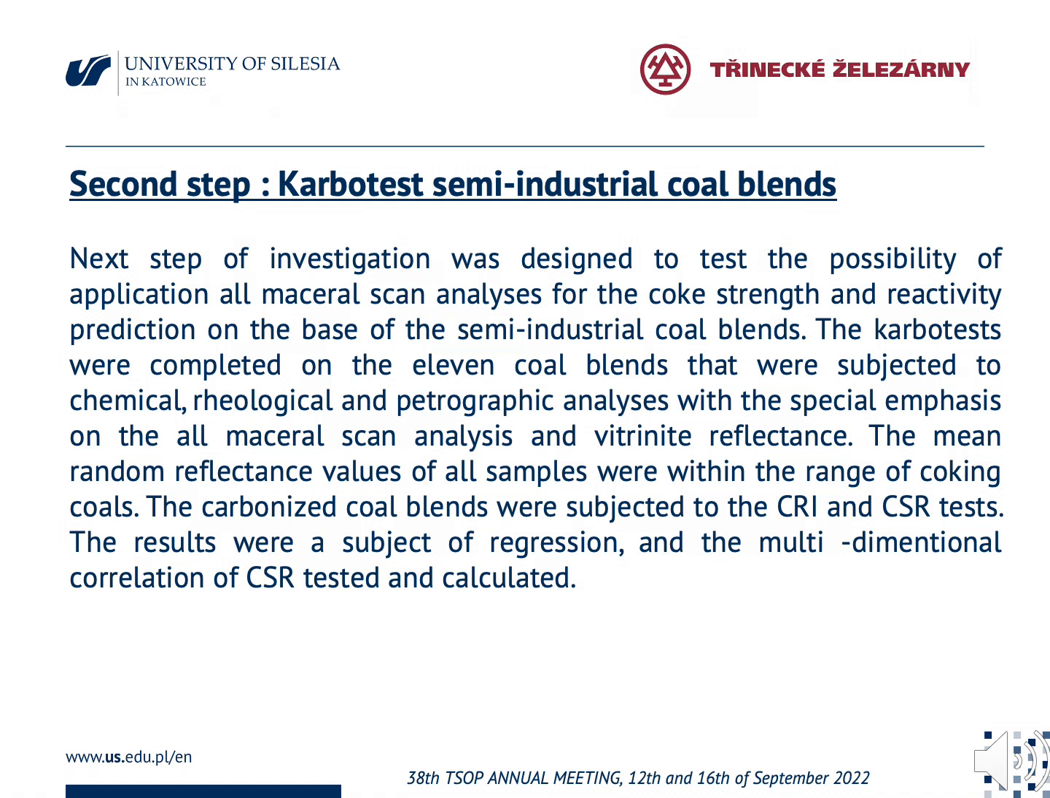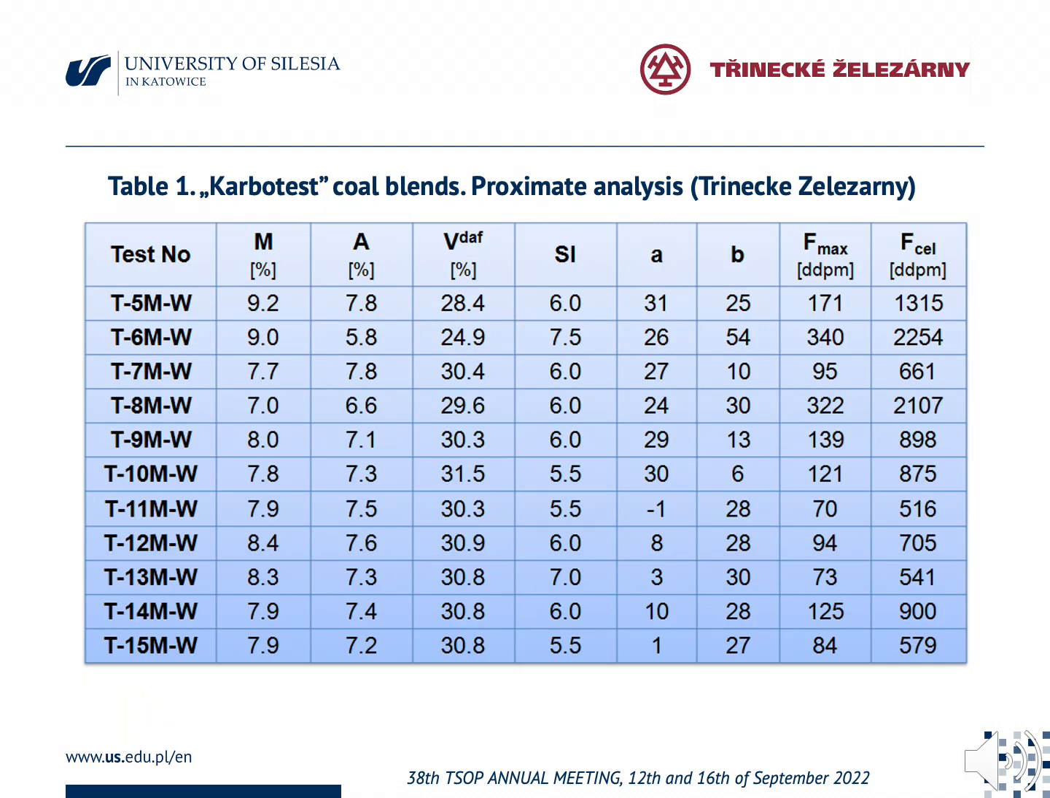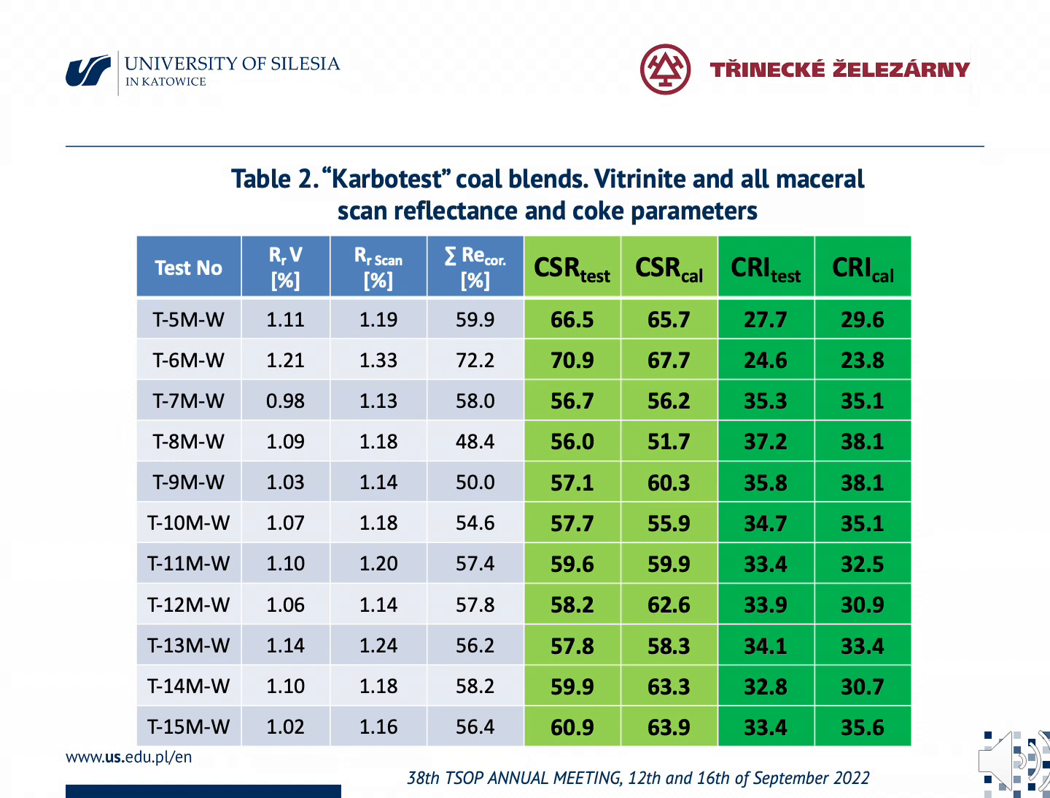The next step of the investigation was designed to test the possibility of applying maceral scan analysis for coke strength and reactivity prediction on the basis of semi-industrial coal blends. The carbonization tests were completed on the 11 coal blends that were subject to chemical, rheological, and petrographic analysis, with special emphasis on the all-maceral scan analysis and vitrinite reflectance. The mean random reflectance values of all samples were within the range of coking coals. The carbonized coal blends were subject to the CRI and CSR tests. The results were subject to regression and multi-dimensional correlation of CSR test and calculated values.